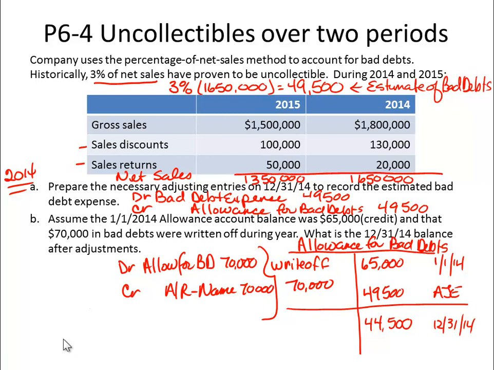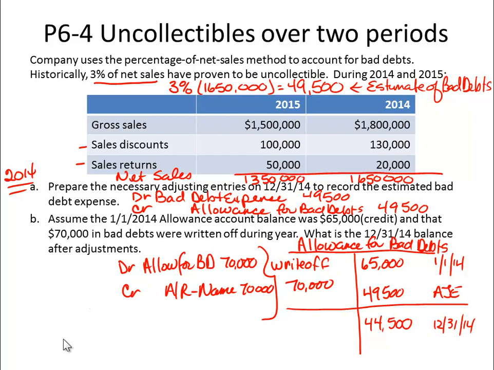So the net sales for 2014 is $1,650,000. So 3% of $1,650,000 is $49,500. So in Part A, the adjusting entry will be for $49,500, the estimate of 3% of net sales.